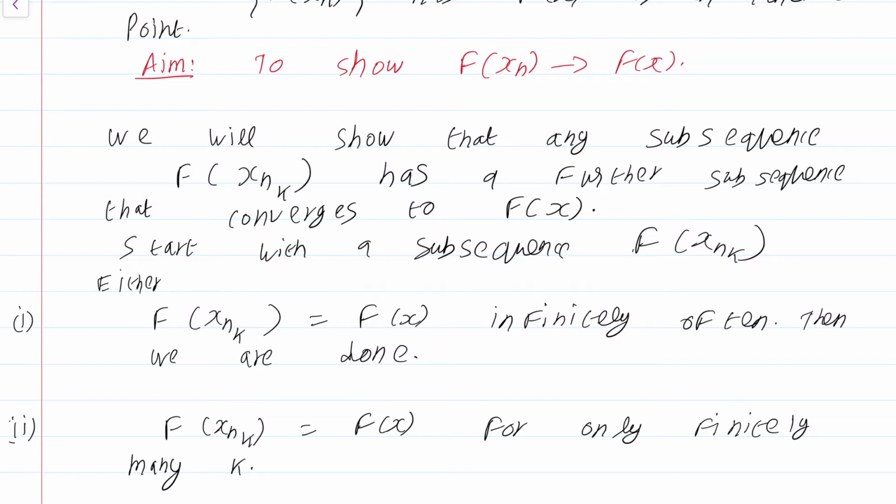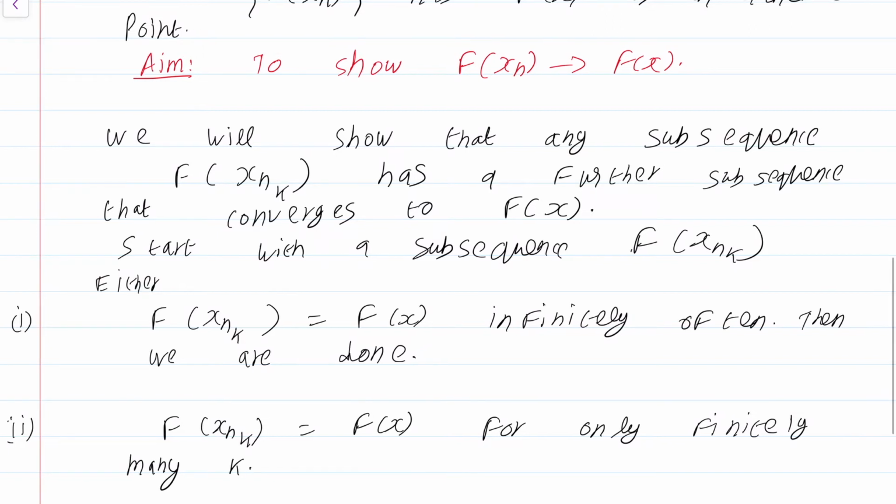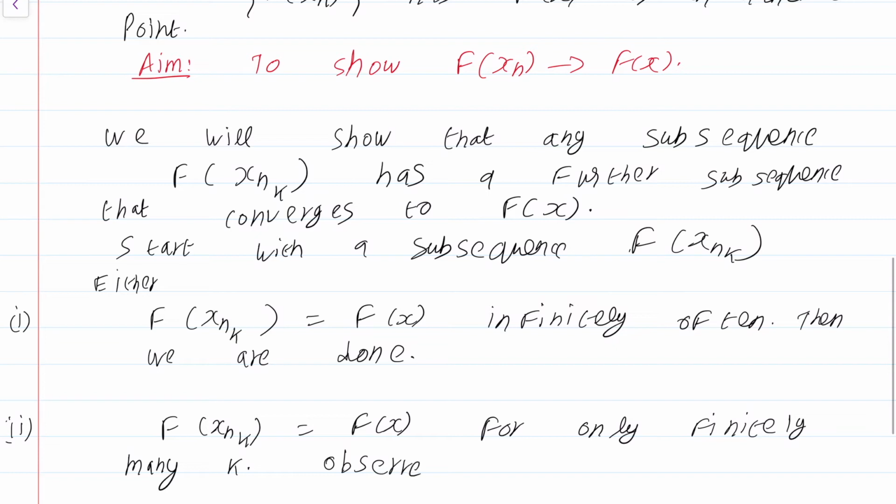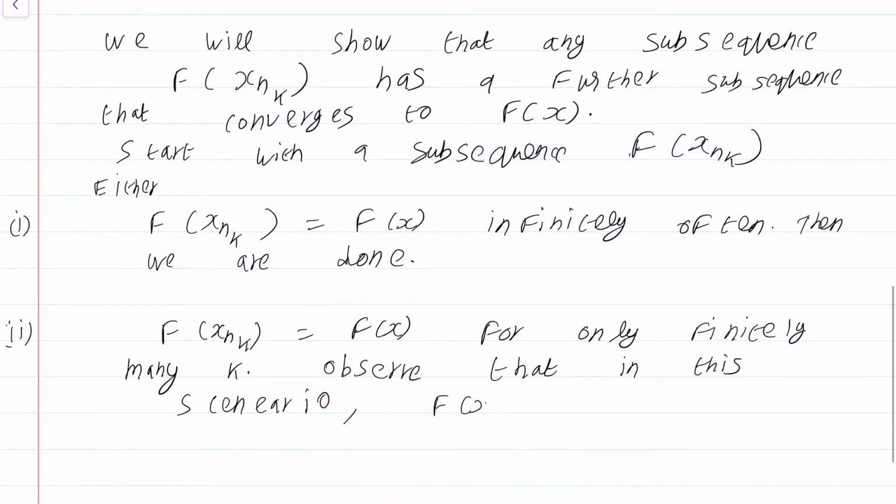So if f of x_{n_k} equals f of x for only finitely many k, then you cannot extract a subsequence in the easy manner that happened in case 1, when there were infinitely many k's for which f of x_{n_k} equals f of x. You will have to do something else. Observe that in this scenario f of x is in fact a limit point. Why? I'm not going to tell you why. It's up to you to figure this out.